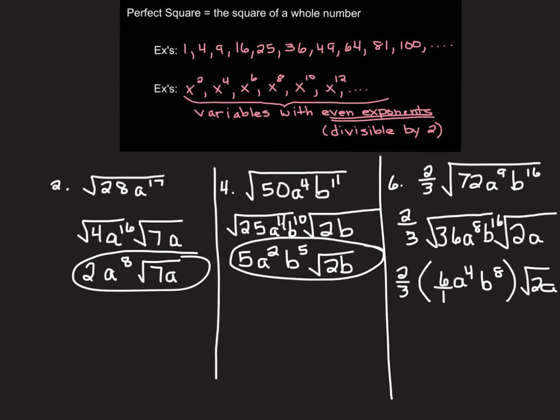All right, so 6 times 2 is 12, right? And 3 times 1 is 3. So 12 divided by 3 is 4. So I'm left with 4, a to the 4th, b to the 8th, and then I'm going to bring down my radical 2a, and that's it.